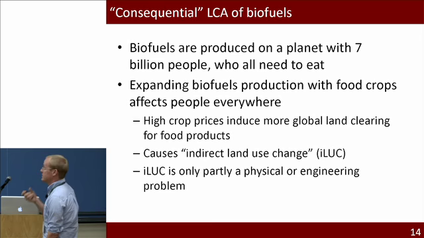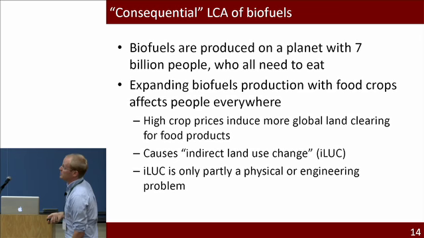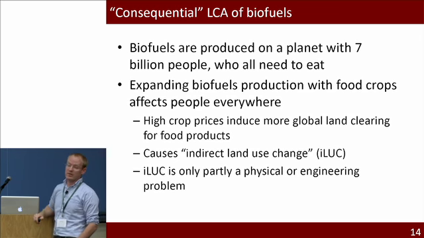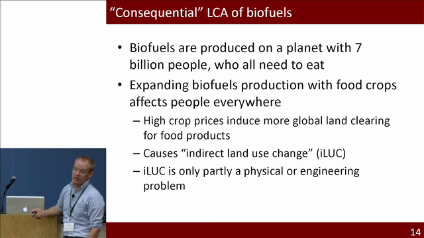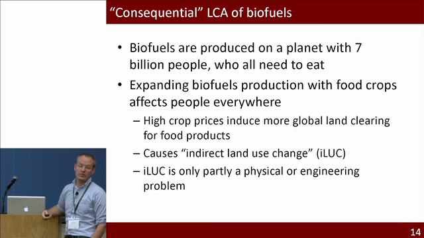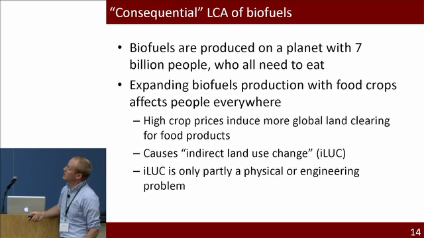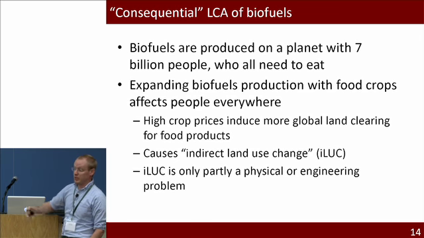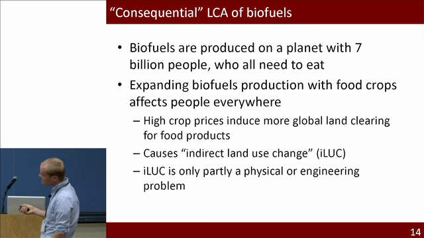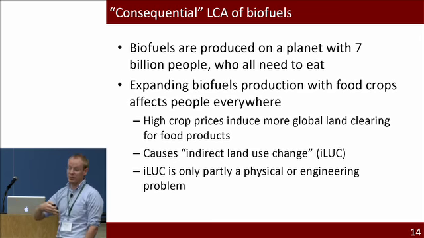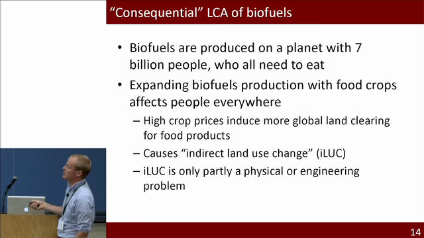To give one example, biofuels are produced on a planet where 7 billion people live, and all of them need to eat. So expanding biofuels production with corn or with other food products affects people everywhere. The US is a massive exporter of crops around the world. We feed a lot of people in other countries. And so if we use more corn for ethanol, there's less to be exported. This then induces people to plant more crops elsewhere, because they're no longer able to import from the United States. This is called indirect land use change.